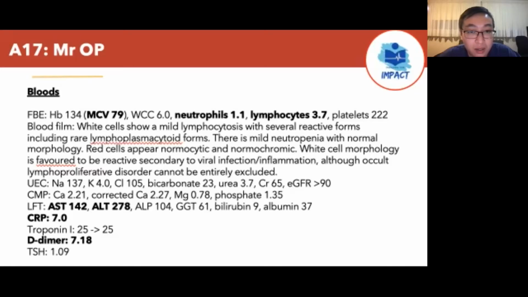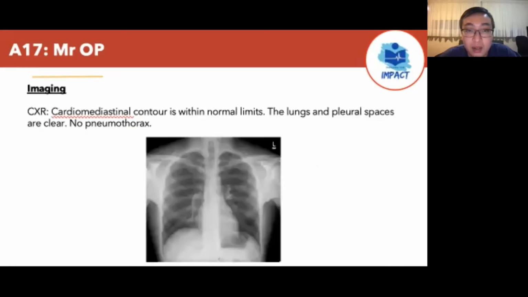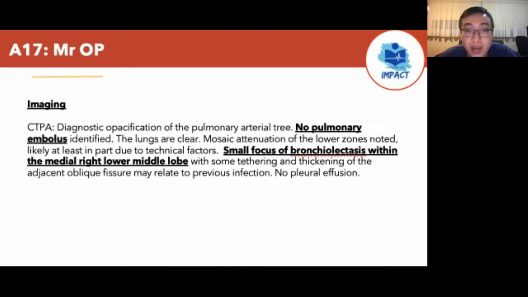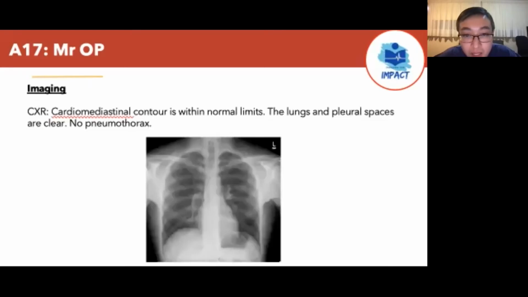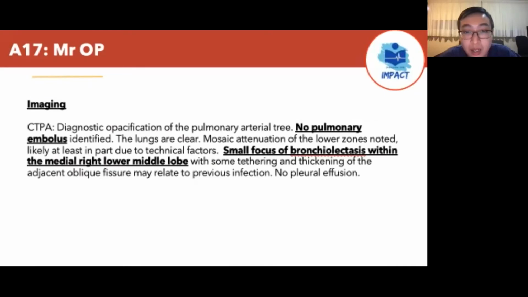But first, routinely we would order a chest X-ray on this patient, as many of you suggested. Yeah, it's not too exciting. And when we follow up with a CTPA, no PE, small focus of bronchiolectasis within the medial right lower middle lobe. Couldn't really see anything on chest X-ray, but they think it could be related to a previous infection. No pleural effusion.